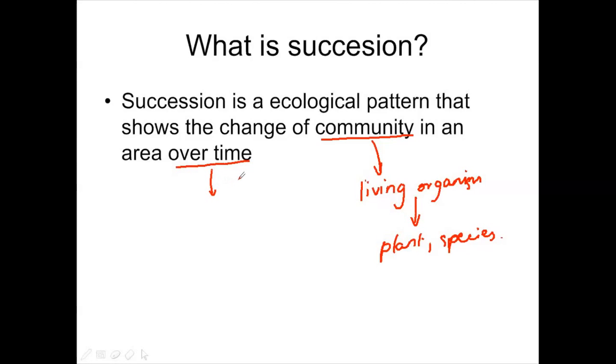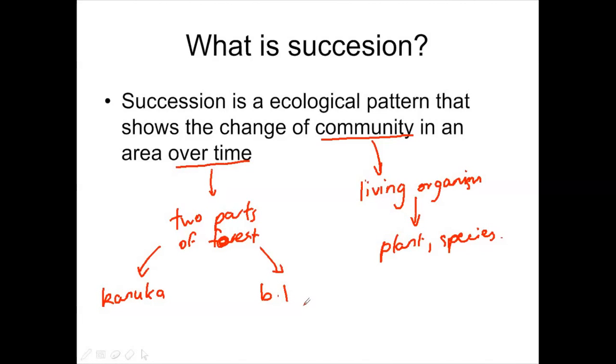We are not going to be observing the forest now and observing it another 100 years later, because that's going to take way too much time. What we are going to be doing is looking at two parts of the forest, and they are different ages. The first part of the forest is a kanuka, a mature kanuka forest. The second part of the forest is our broadleaf and podocarp.